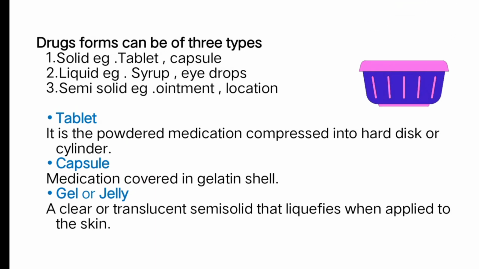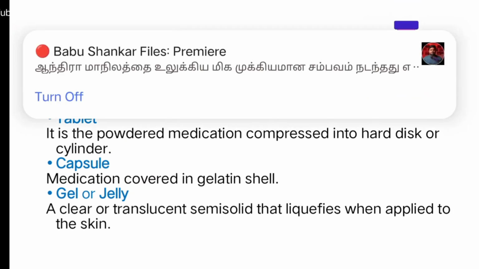A gel or jelly is a clear or translucent semi-solid that liquefies when applied to the skin. For example, for pain we have diclofenac gel, right? Before applying, it is whitish with a gel consistency. When we apply it, it becomes liquefied and gives a very soothing effect. That is an example of a gel or jelly.